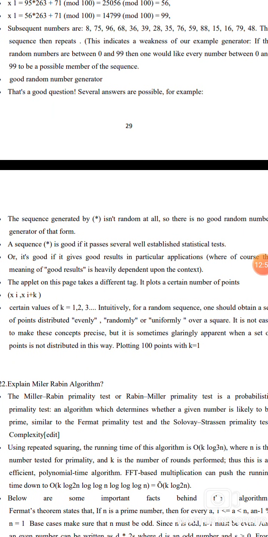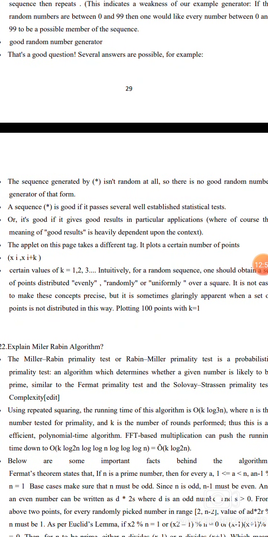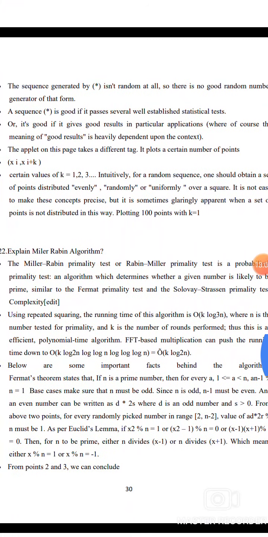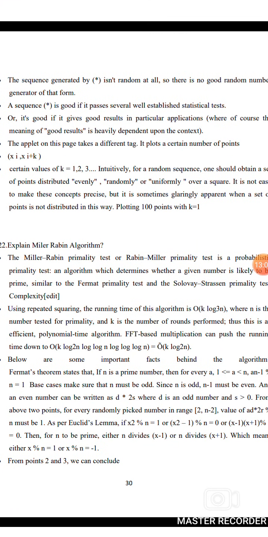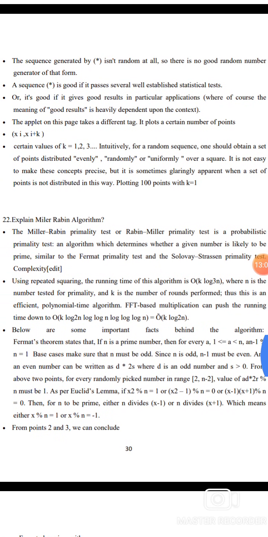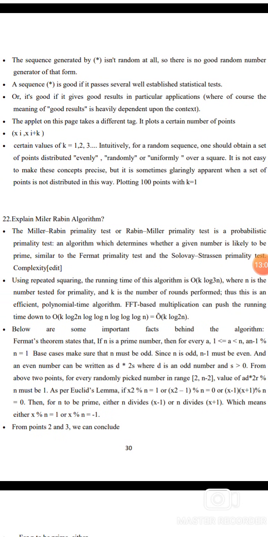Good questions, and several answers, are possible in this algorithm, as in this example of a random number generator. The sequence generated by rand is not a good random number generator. A sequence is good if it passes several well-established statistical tests, or it gives good results in particular applications.